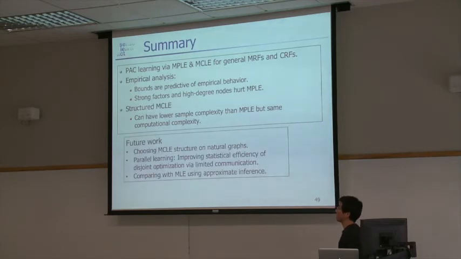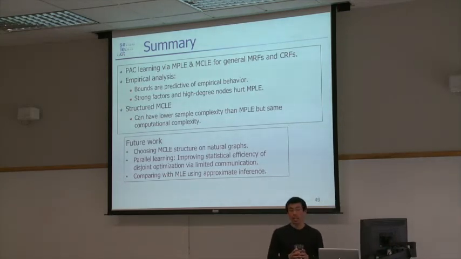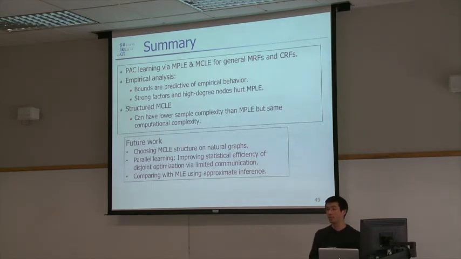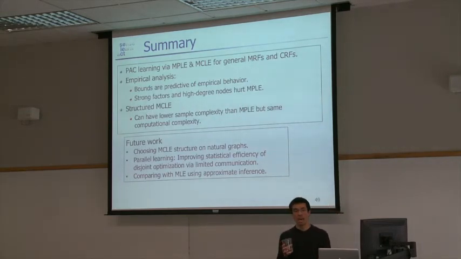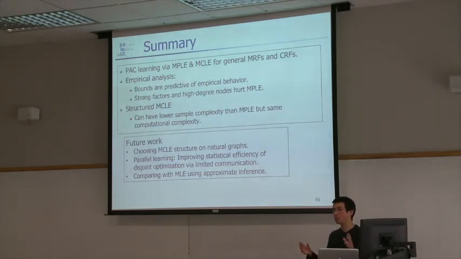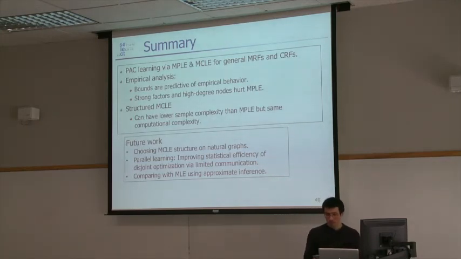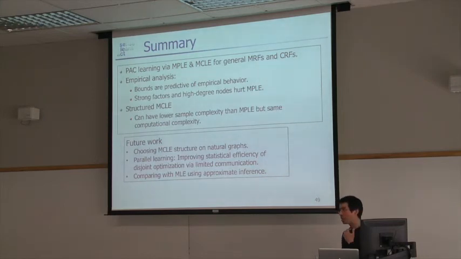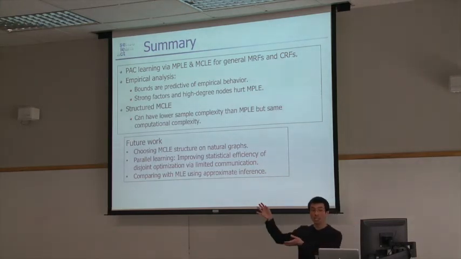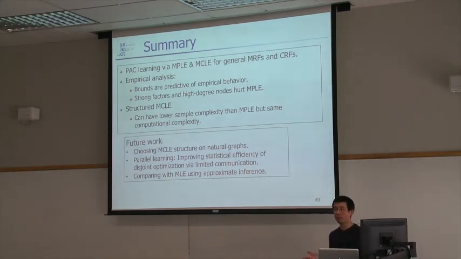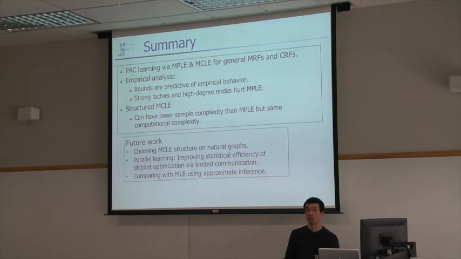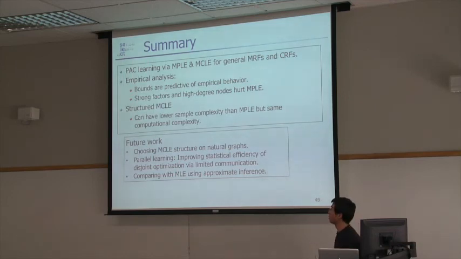Now, some interesting possible directions in the future are showing how to choose this composite likelihood structure on natural graphs. So you can imagine if you're given a natural problem and don't have expert knowledge telling you how exactly to choose this structure of the components you're using to estimate the parameters, then you might be able to develop some method which perhaps iteratively takes advantage of, say, your estimates of which factors are strong, or you could look at the graph structure and see which are high-degree nodes, or if there are grid structures you can take advantage of, things like that. You can also look at parallel learning.